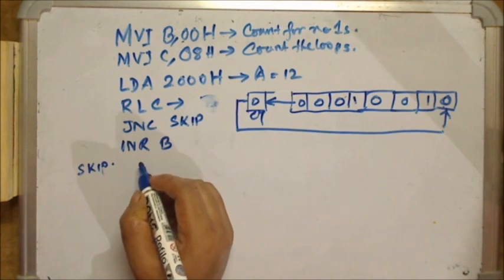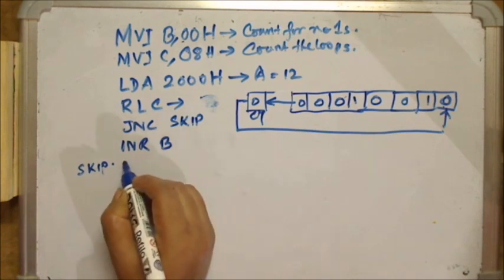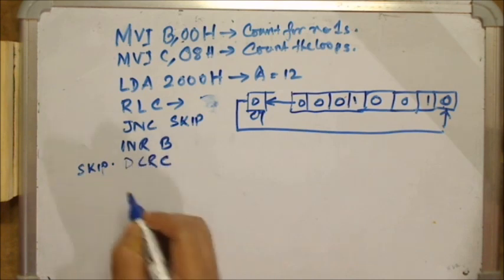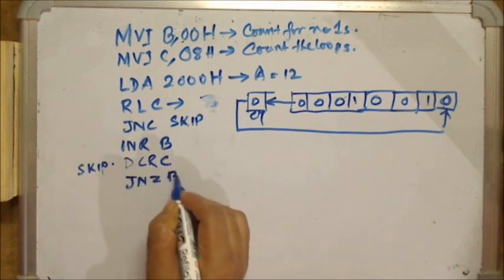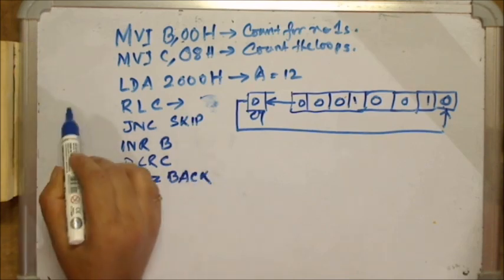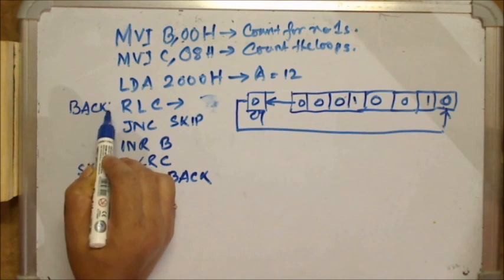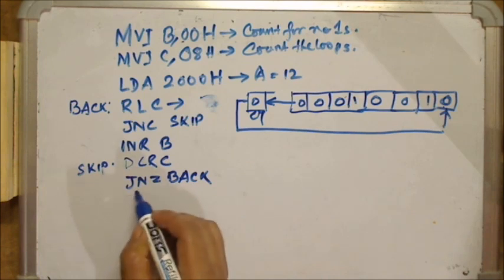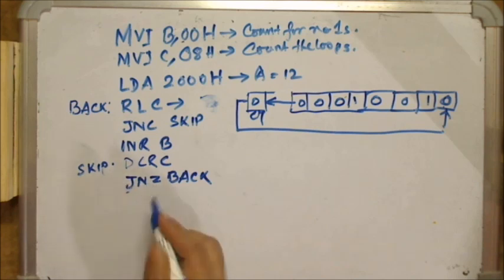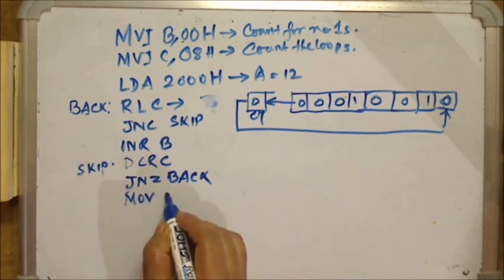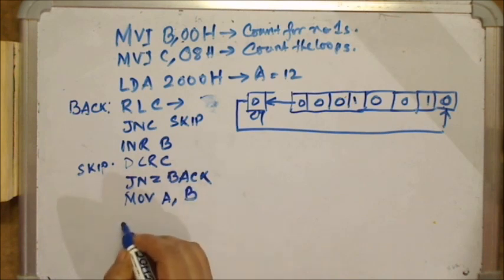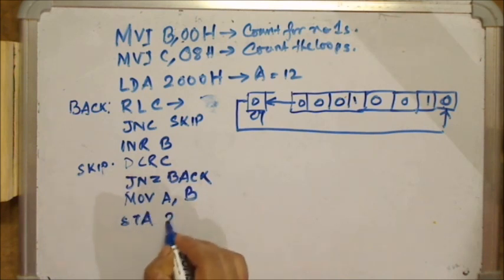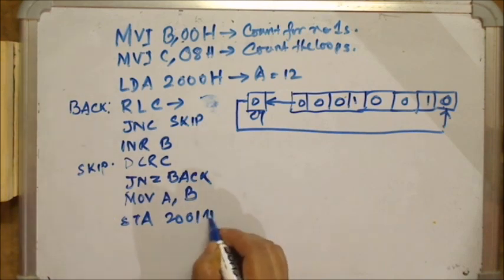Once it jumps to skip, we have checked 1 bit, so we will decrement the count, DCR C, then JNZ back. It will go back again to RLC, so again it will be rotating. After the rotations are over, who will hold the final answer? Register B, right? So whatever is there in B, we will copy it into A, and then from A we will store it in memory location 2001H, and we will halt the program.